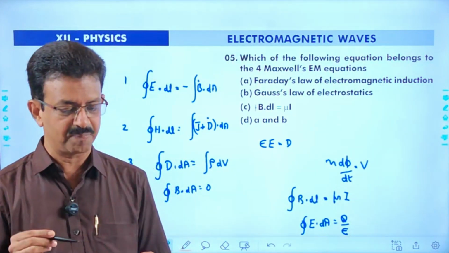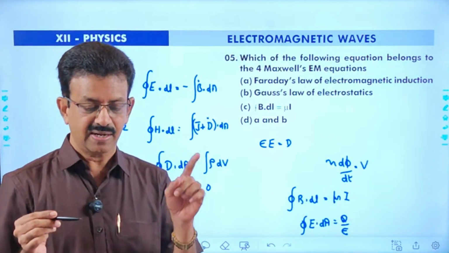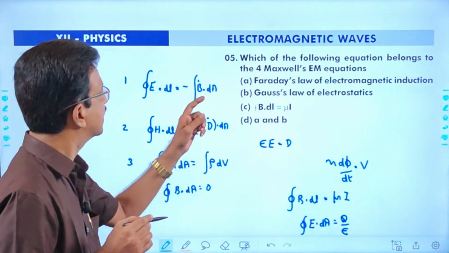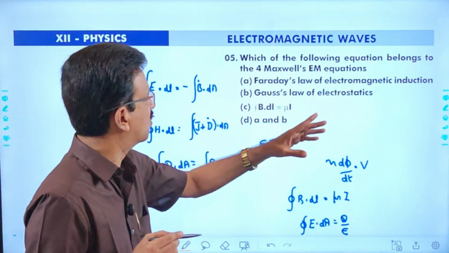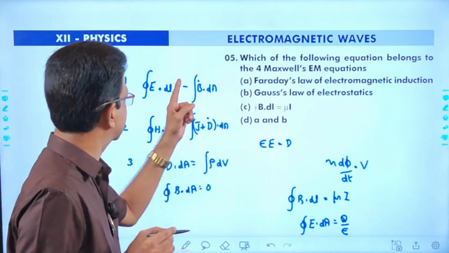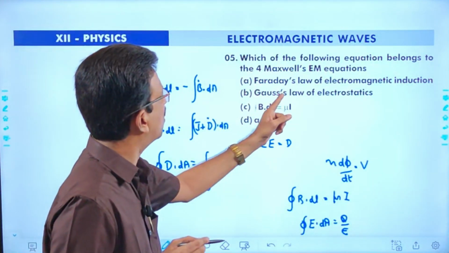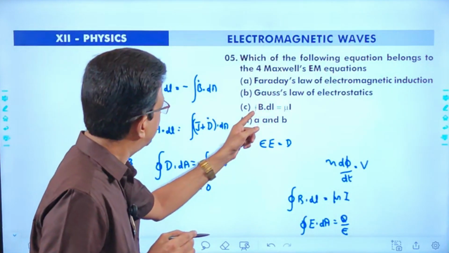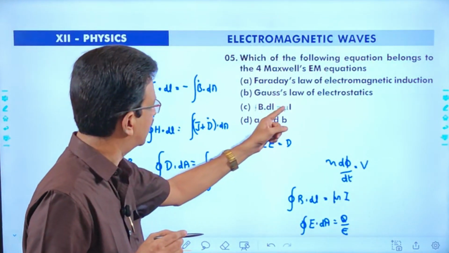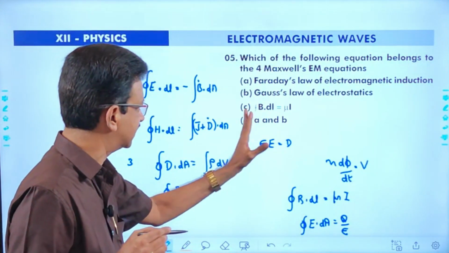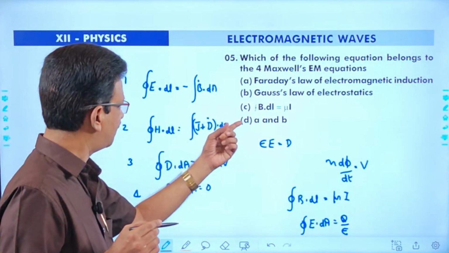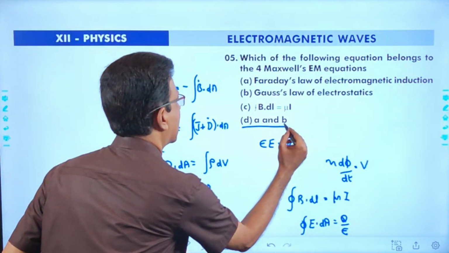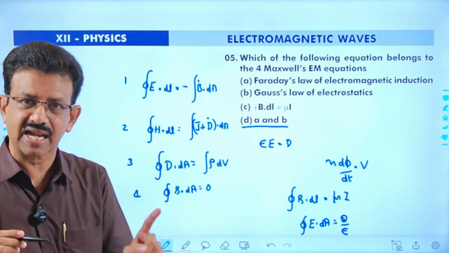Now, in the given question, which of the following equations belongs to the four Maxwell's electromagnetic equations? First one is Faraday's law of electromagnetic induction. It is one among Maxwell's equations. Second one is Gauss's law of electrostatics. That's also included. Third one is closed integral B dot dl equal to mu I. That is Ampere's circuital theorem. It is not taken in the exact form. It is modified with a correction factor. Therefore, the correct answer is A and B are correct. That is, D choice is the correct answer.